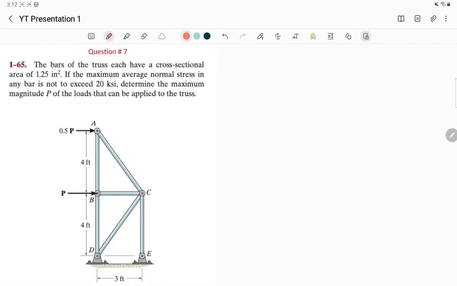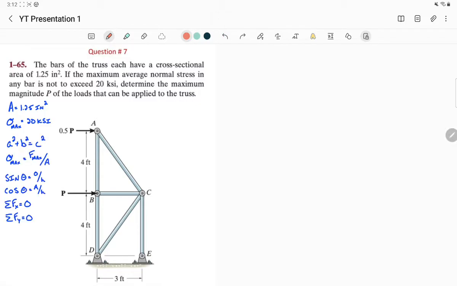First thing we're going to do is take a look at our problem statement and get any kind of useful data that we're able to extract out of that. Doing so, we see that the cross-sectional area in all of our members is equal to 1.25 inches squared, and that the maximum stress allowable on each of the members is 20,000 pounds per square inch.